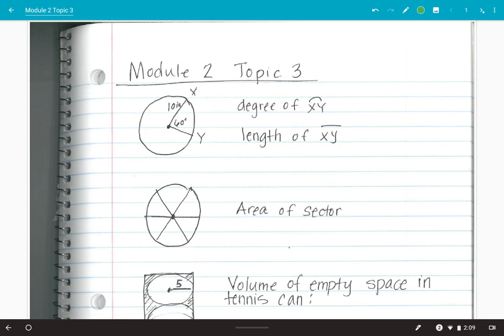Hey guys, we're working on Module 2, Topic 3. This is the last of the topics in Module 2.